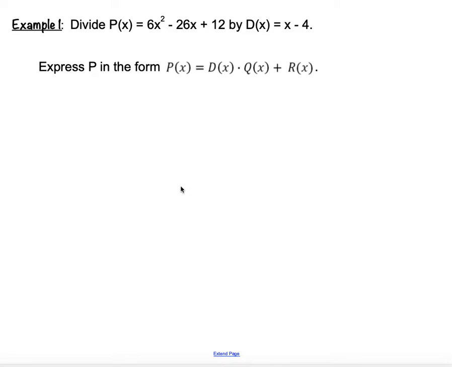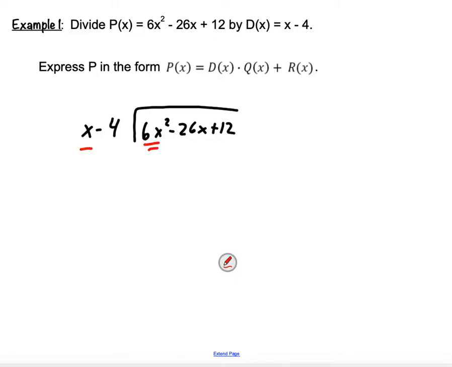So now let's come over here and look at another one. We're supposed to take this polynomial, and that is supposed to go inside the box. And on the outside, we are dividing it by the divisor, which is x minus 4. All right, so we're supposed to think, x times what gives us 6x squared? And that would be 6x, and you put that above the box.